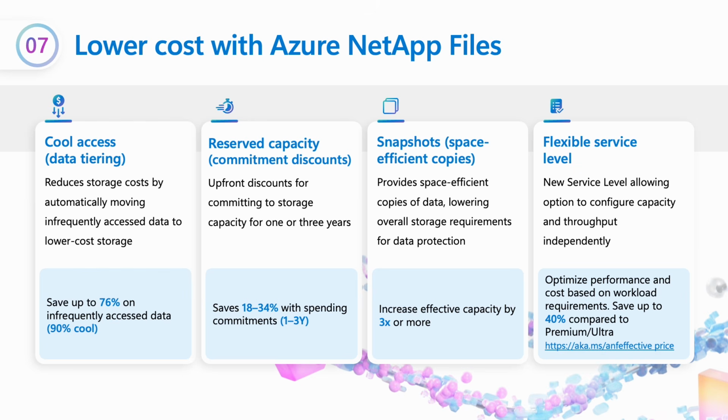Flexible service level allows you to independently adjust the throughput and capacity size, offering a greater customization for specific workload requirements. You can now combine Cool Access with flexible service levels to get deeper cost savings.